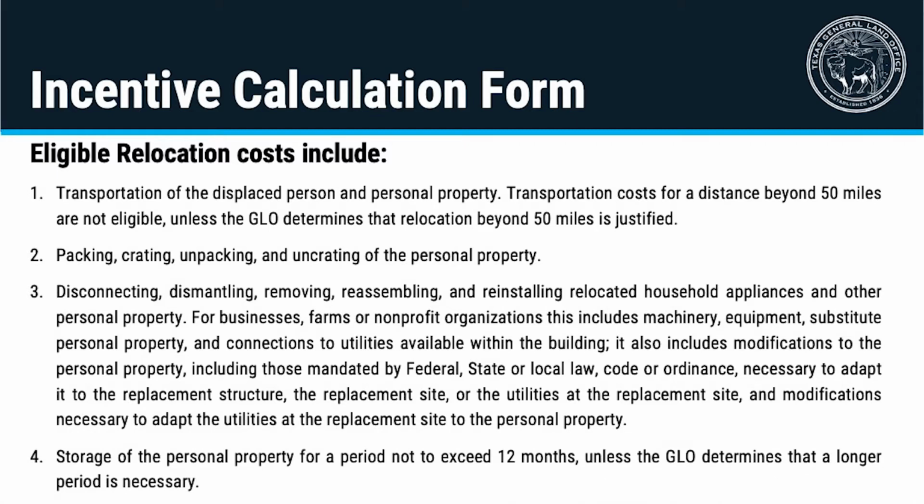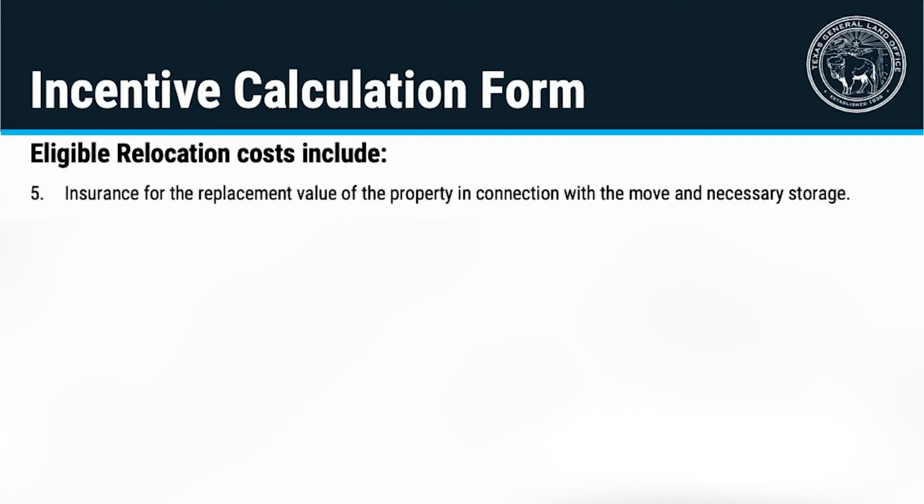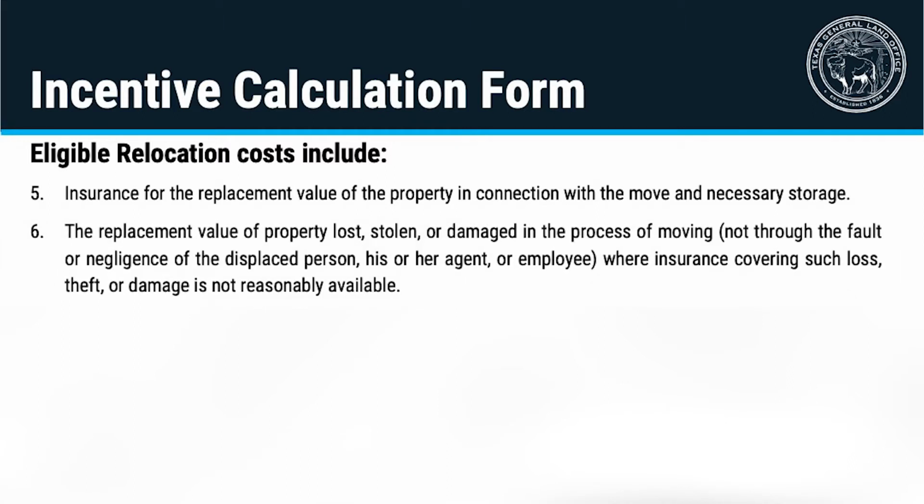Storage of the personal property for a period not to exceed 12 months unless the GLO determines that a longer period is necessary. Insurance for the replacement value of the property in connection with the move and necessary storage. The replacement value of property lost, stolen, or damaged in the process of moving, not through the fault or negligence of the displaced person, his or her agent or employee, where insurance covering such loss, theft, or damage is not reasonably available.